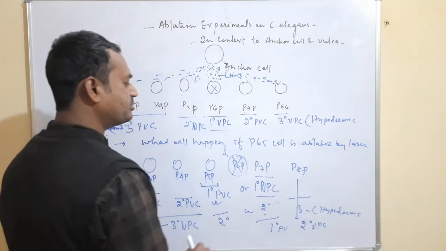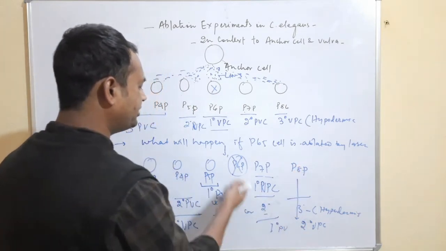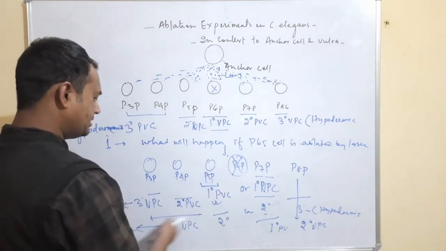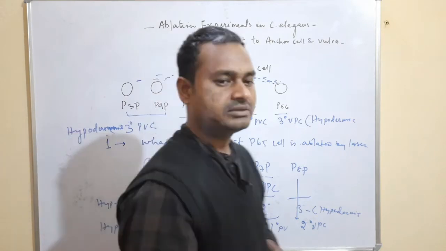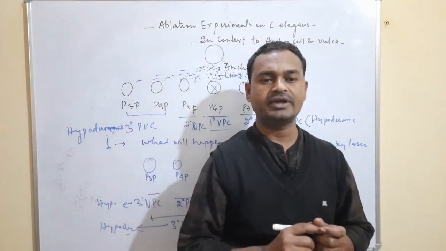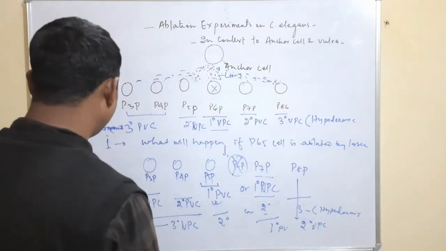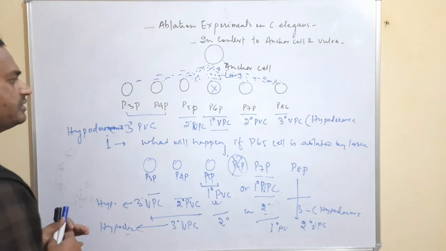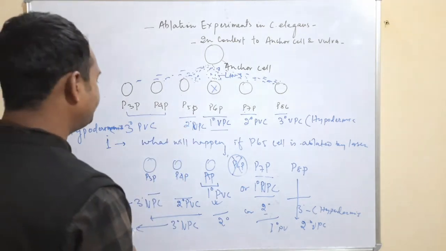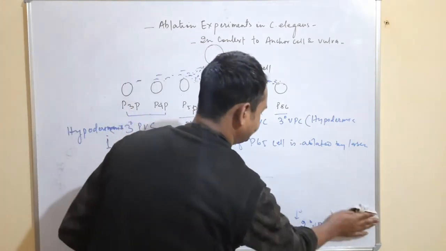Suppose if P7.p is ablated, then what will happen? P8.p will acquire the secondary fate, P5.p will acquire the secondary fate, and the rest will acquire the formation of the hypodermis. Okay, so in another experiment, what will happen if P5.p is ablated?